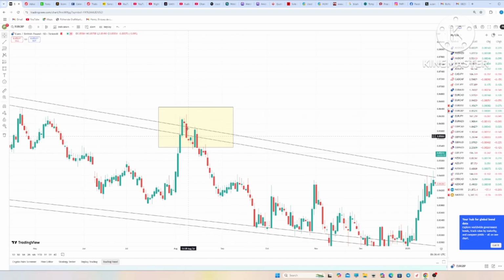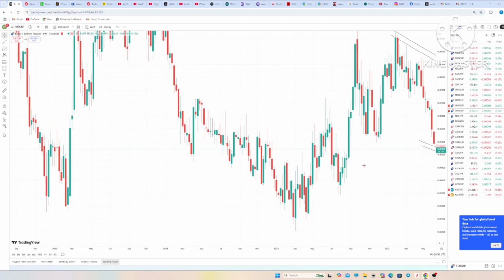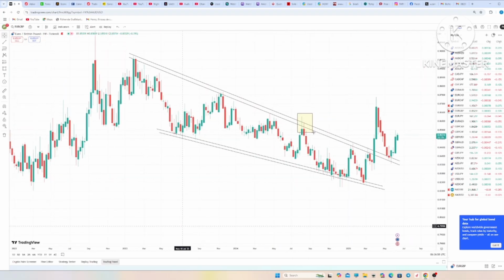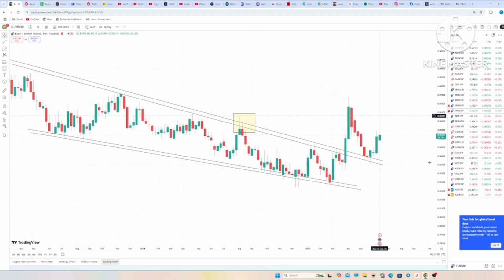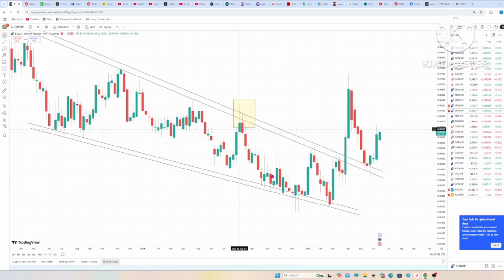And the structure here, as you see, after this massive impulse here, we had a break and the sellers took it back and pushed price back inside of the trend line. And if we go back to weekly, that's why we got that rejection. Again, price came back down, tried one more time, and finally we had our breakout.